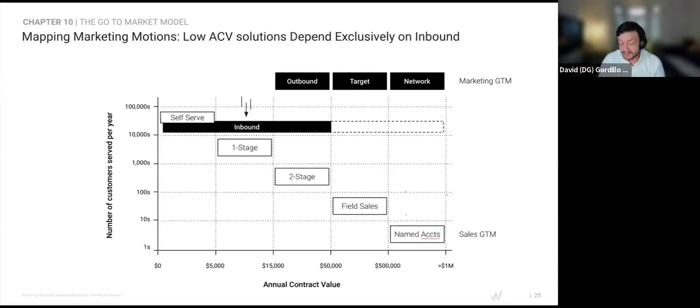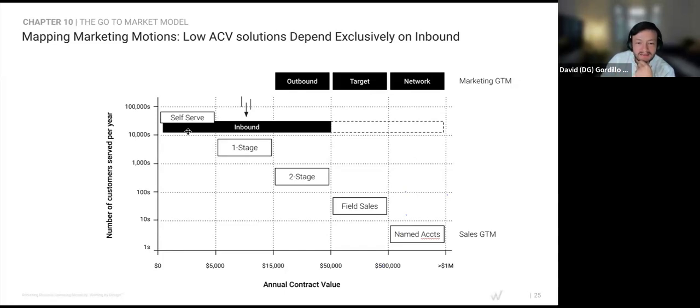Inbound in itself, you can make the case that inbound is applicable throughout the full spectrum of annual contract value, because you can always generate inbounds that are coming to you, raising their hand, saying, I want to talk to a salesperson, I want to see a demo, I want to have a proof of concept. However, whenever we are thinking about marketing motions in the lower range of ACVs, that's when inbound becomes the exclusive source of leads. Why? Because if we're saying that sales in self-serve doesn't have any human beings involved, it doesn't make any sense to have a human being prospecting to these customers.